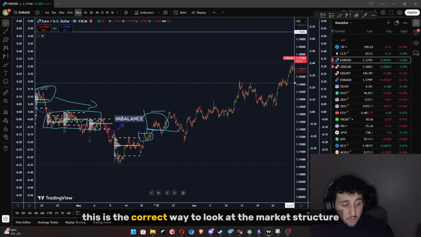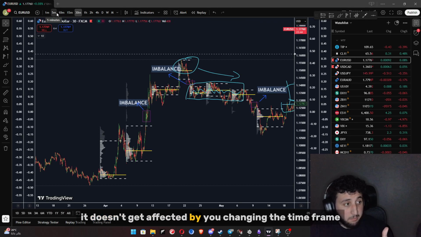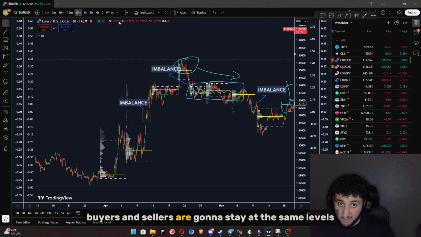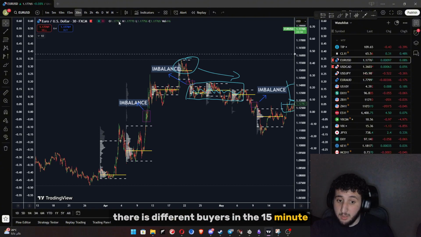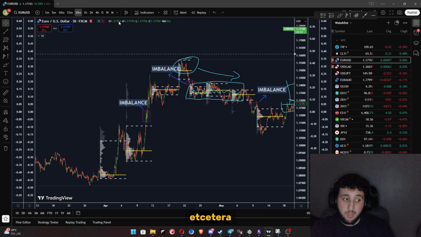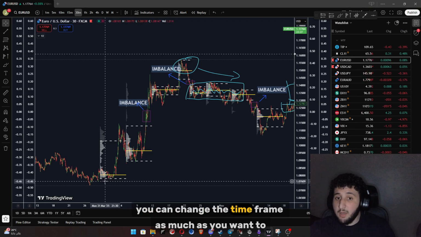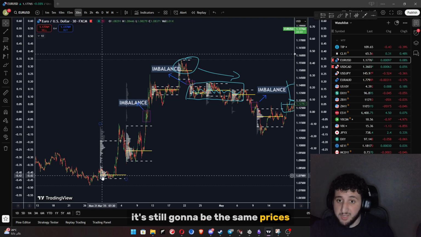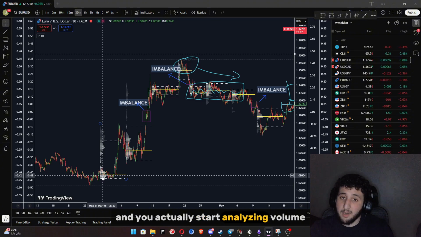Do you see that? This is the correct way to look at the market structure. It's easier, it's less stressful, it's less complicated. It doesn't get affected by you changing the time frame, because if you change the time frame or not, buyers and sellers are gonna stay at the same levels. It's not like there is different buyers in the 15-minute and the buyers are gonna be different in the 1 hour, etc. If buyers and sellers bought and sold, you can change the time frame as much as you want to whatever time frame you want. It's still gonna be the same prices, the same outcome. That's why I recommend you do not analyze candlesticks and you actually start analyzing volume.